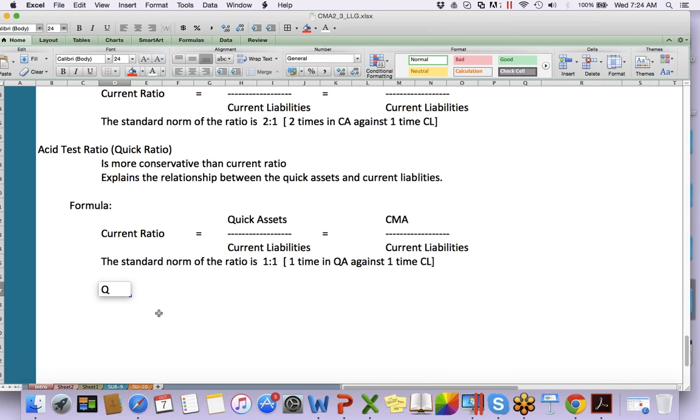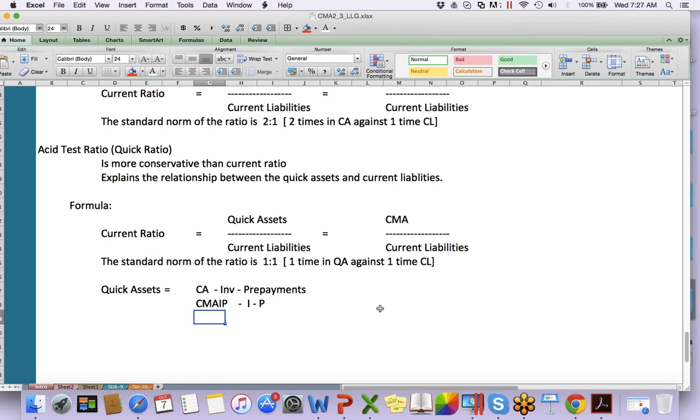What are quick assets? Quick assets equals total current assets minus inventory minus prepayments. So from CMA IP, deduct I and deduct P, and you will get quick assets. You have to drop those I and P's to pay your current liabilities.